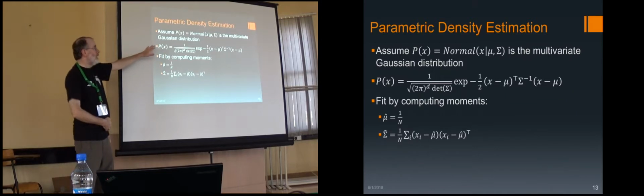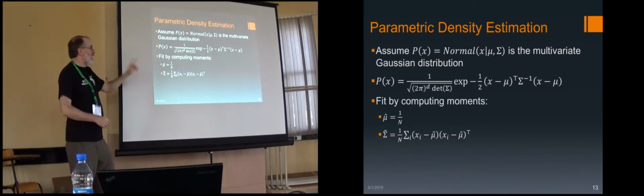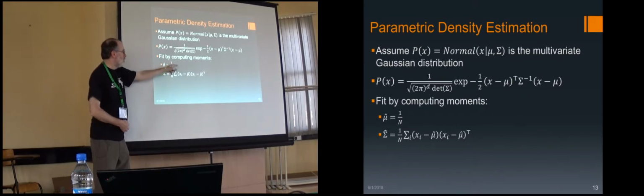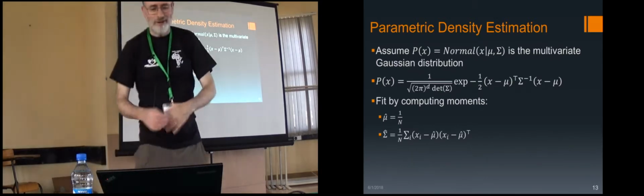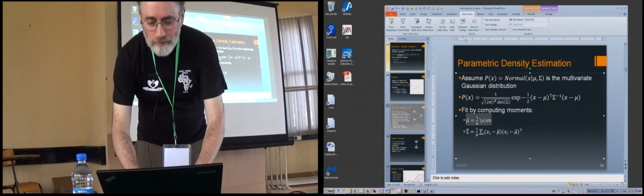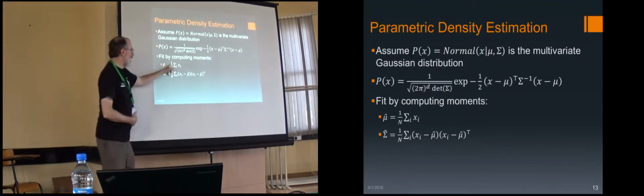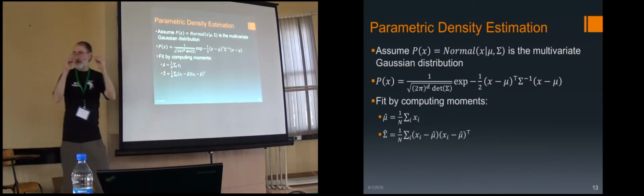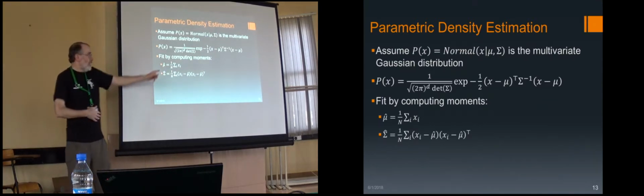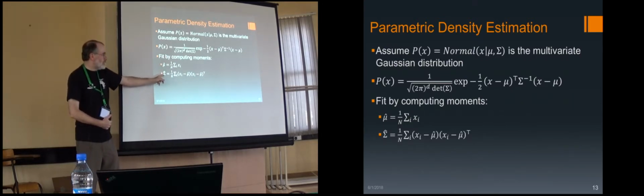So now, if we assume this distribution, how can we fit it to data? Oops, I saw this error last night. There should be a sum, maybe I'll just fix it right here. This should say the sum over i of x of i. We just take the average of all the data points. So it's vector sums, and then we're just taking an average, and we get our estimate for the mean of this distribution.